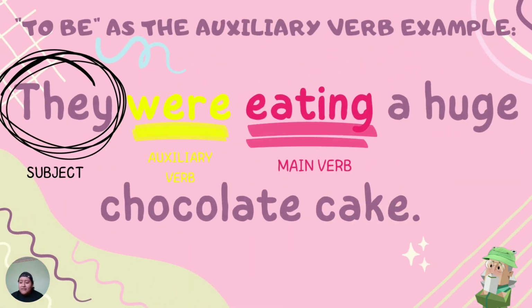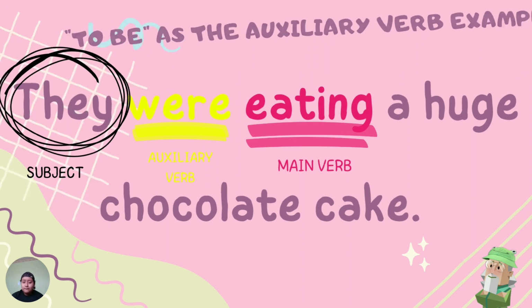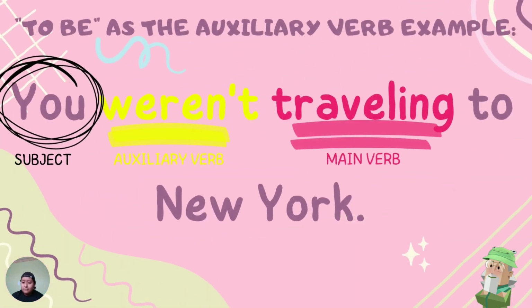They were eating a hush chocolate cake. This sentence is in past continuous. The main verb is eating and the auxiliary verb is were. You weren't traveling to New York. This sentence is in past continuous in the negative form. The main verb is traveling and the auxiliary verb is weren't.